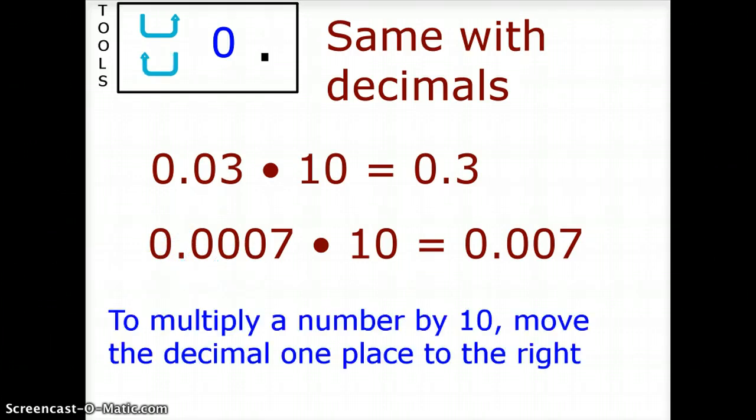We are now ready to write down our rule. So one rule is that to multiply a number by 10, move the decimal one place to the right. It makes sense. We're making a bigger number when we're multiplying it by 10.